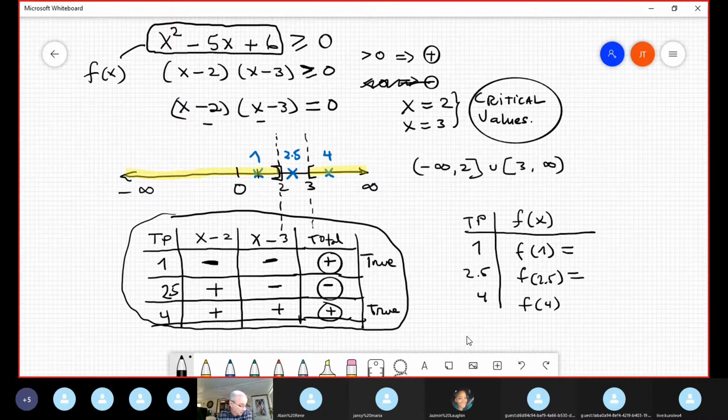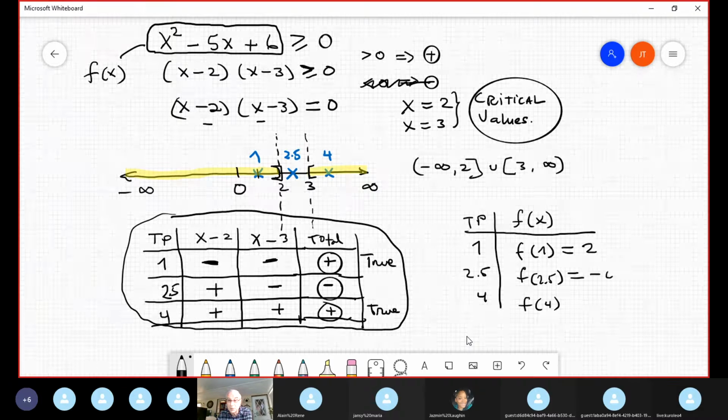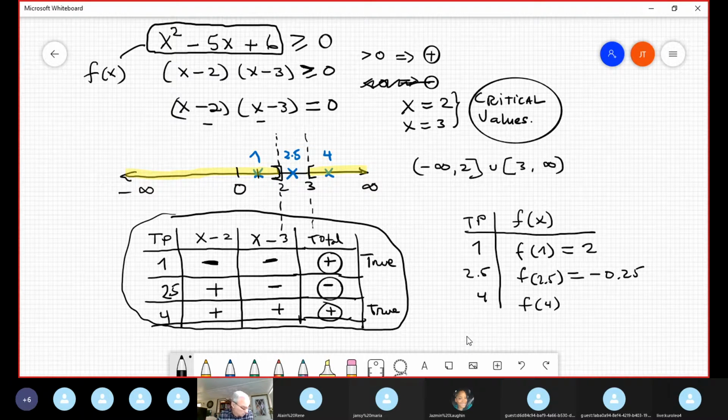I did that, and the answer is negative 0.25. Wait, no, sorry, at 2 it is positive. It's obviously positive, no? I did that in my calculator. I don't want to waste time with the arithmetic part. At 2.5 it is negative 0.25. And at 4 it is 2. 2 again, see, because it's symmetric. So this is the same conclusion.